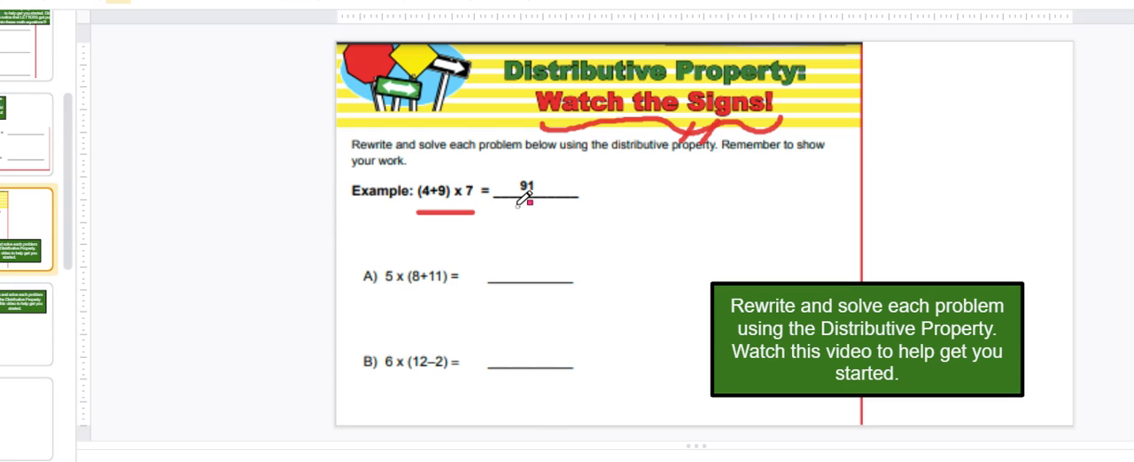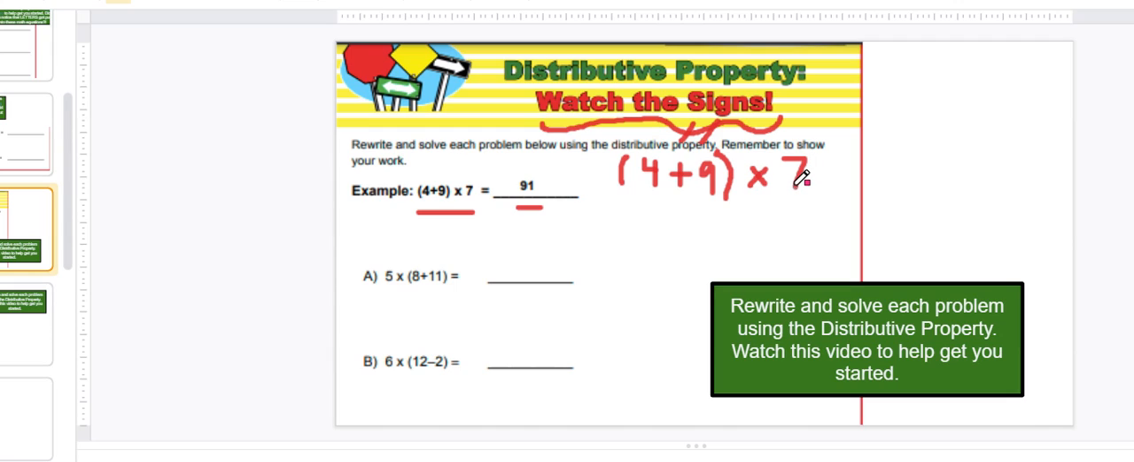Okay. So you are going to be rewriting this problem here using the distributive property. And somehow we're going to come up with this answer of 91. So we're going to kind of solve along the way. So we end up starting, and on your piece of paper, you can write this down and say, all right, I see the problem. I'm going to even be saying it out loud as I go. 4 plus 9, times 7. Got it.